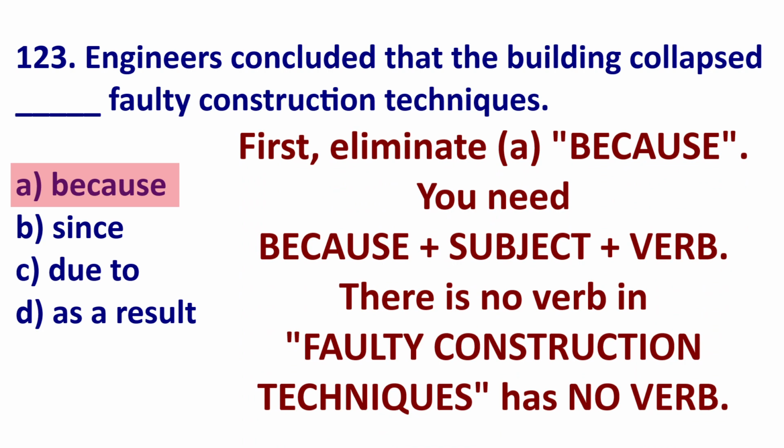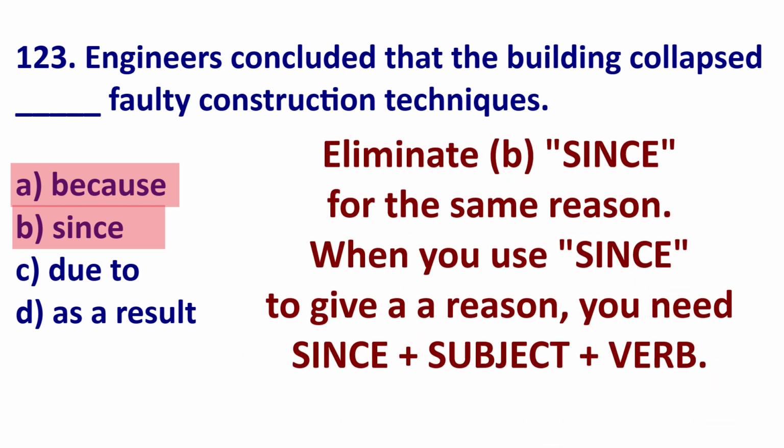First, eliminate A. After because, you need a subject and verb. Here, we don't have a verb. We have faulty construction techniques, so we have an adjective and a noun. So because we don't have a verb, we know it's not A.